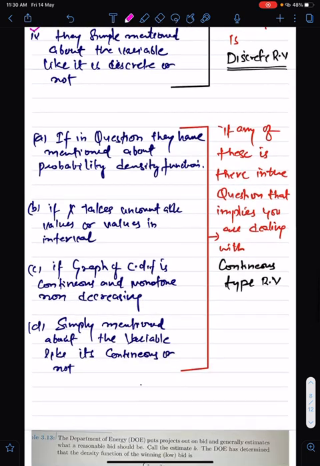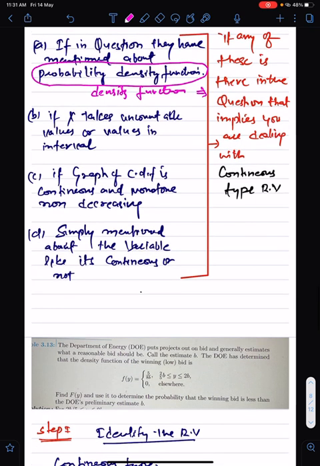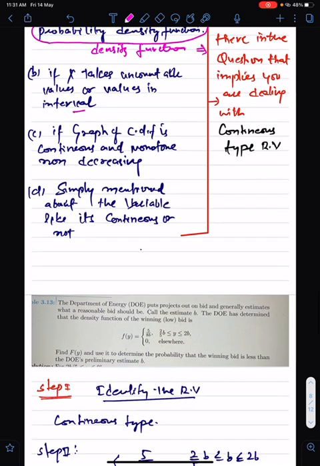On the other hand, for the other kind, the continuous type random variable, if they mention anything about the probability density function in your question, or sometimes in some books they simply use a density function as well, so this thing you must keep in mind. If they use a probability density function or density function, then you directly infer that your random variable is a continuous type random variable. Or if your x is taking uncountable values, or you can say values in an interval, then you will say your x is a continuous type random variable.